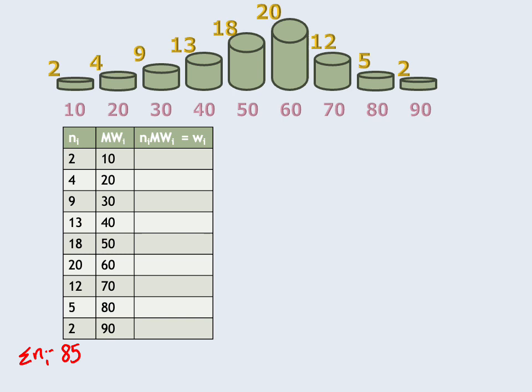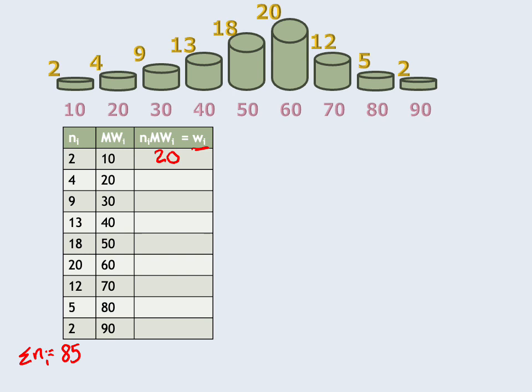So if that's a total of 85 molecules, and I want to find the average size of the molecules, I could take each individual molecule times its weight, adding them all up, and then dividing by the number of molecules. That's the average, right? I could put them in groups and maybe speed that up. So I've got two molecules that are 10 units long. Together they would have a total weight for that group of 20. Two that are each 10 has a total weight, that's this W sub I, of 20.